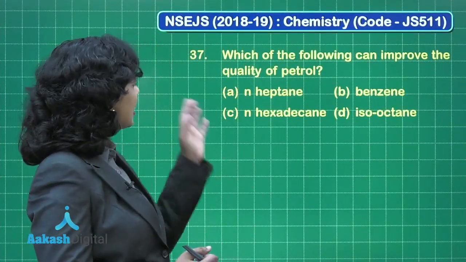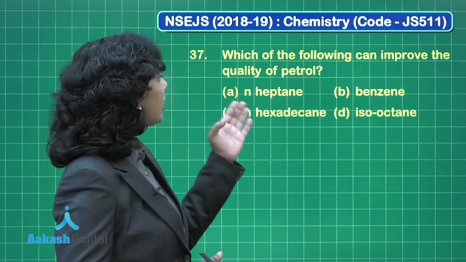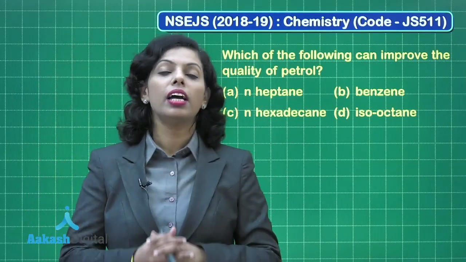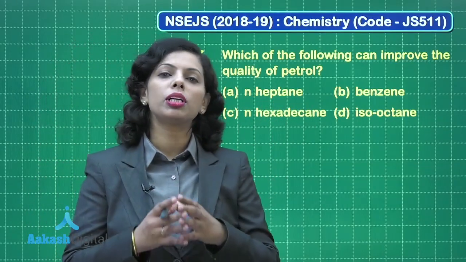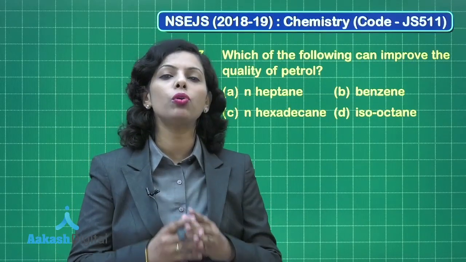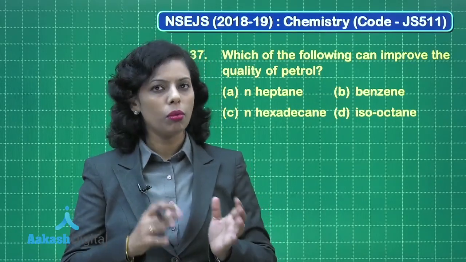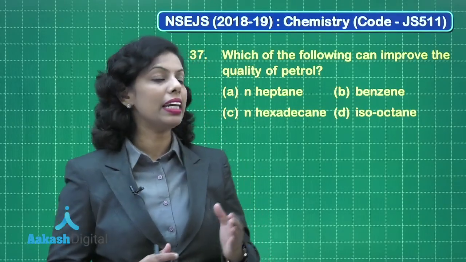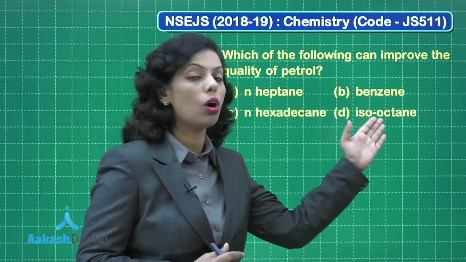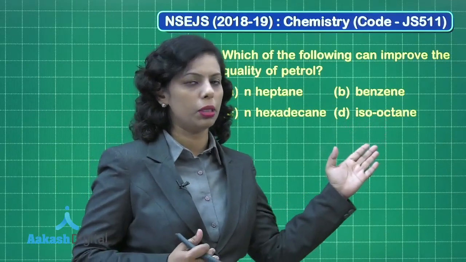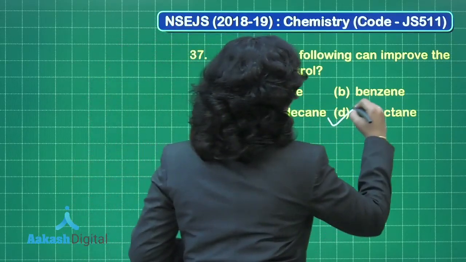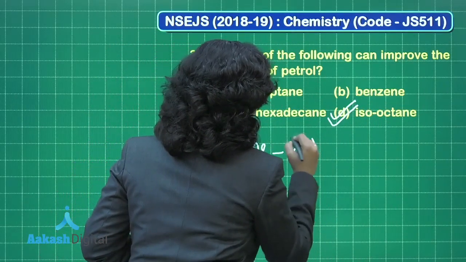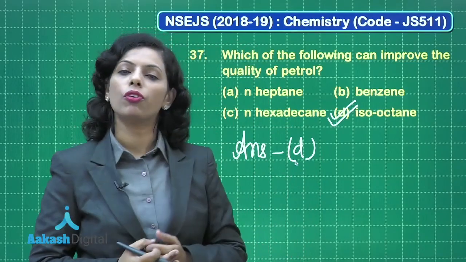Now after this, it is the turn for the next question. Question number 37 is here. Which of the following can improve the quality of petrol? We have different options given here, and we should know that if we talk about some additive to petrol, we have to compare its octane number. The higher the octane number of the fuel, the better the quality of it. So definitely in this case, the correct answer is isooctane, which has a higher octane number. So I'll mark here D as the correct option. Now after this, it's the turn for the next question.